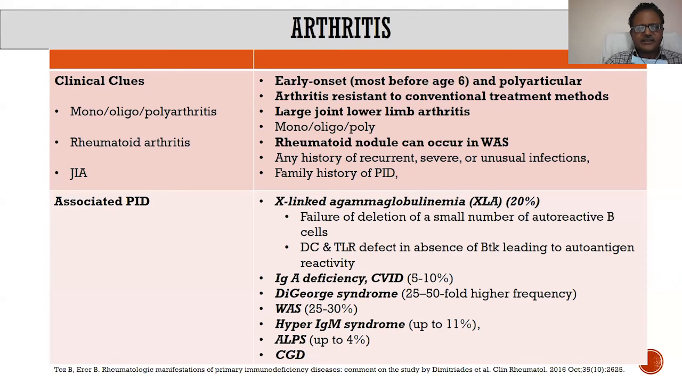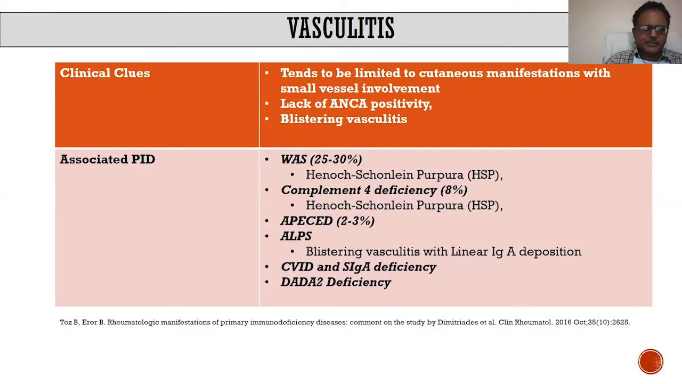The thing is, early onset, and a disease which is refractory to conventional treatment should alert you to the presence of some other factor causing this problem, and PID is one of them. Similarly, the vasculitis is usually skin limited, with absence of ANCA positivity, and blistering vasculitis is one of the characteristics. It is seen in many patients with Wiskott-Aldrich syndrome, complement 4 deficiency, APECED, autoimmune lymphoproliferative syndrome, and the recently described deficiency of ADA2. In association with Dr. Rana, we had published a paper recently with PGI Chandigarh and SGPGI Lucknow.